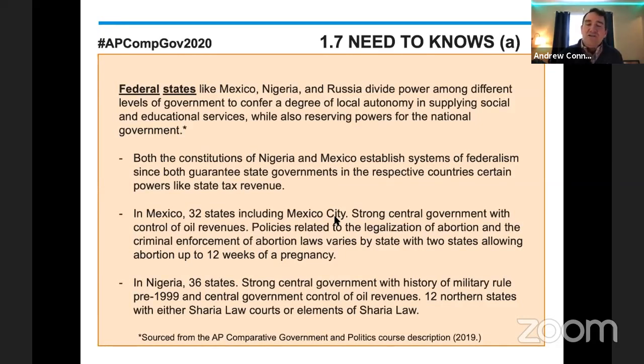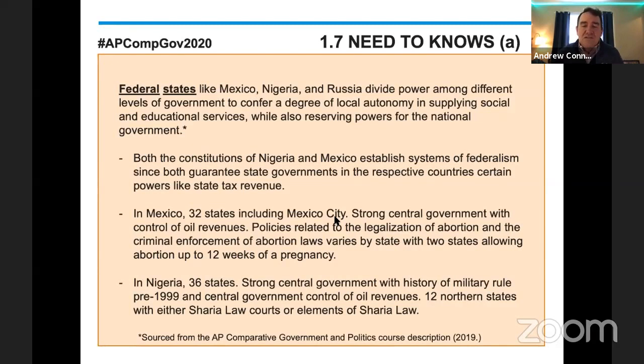Even though they have a strong central government, there are some policies that vary in the different states. And one of the most interesting of those policies to study in Mexico is abortion. Abortion for much of Mexico's political history was strictly prohibited throughout the entire country. But more recently, we have seen states, including the regional government of Mexico City, allow the legalization of abortion up to 12 weeks of a pregnancy.